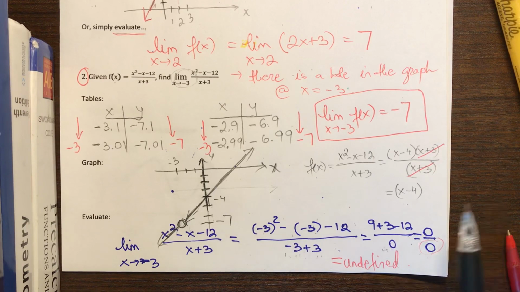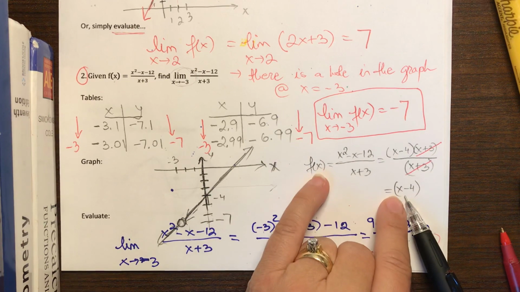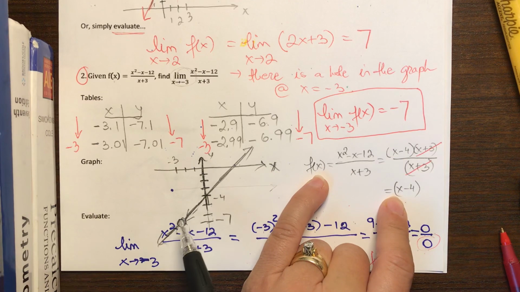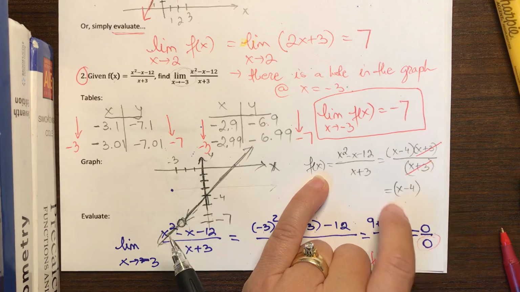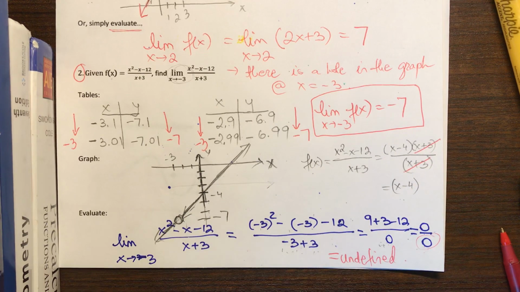So once we cross this out, could I have plugged in a negative 3 in here to find the limit of this reduced function? And it's pretty much equivalent to this initial function except for this hole? Yes. So plugging in a -3 would have immediately got us the -7.